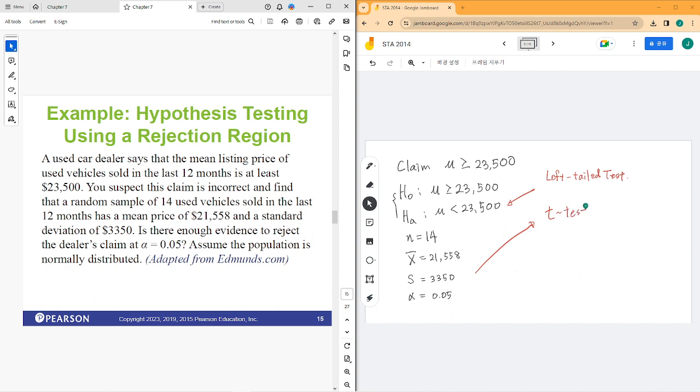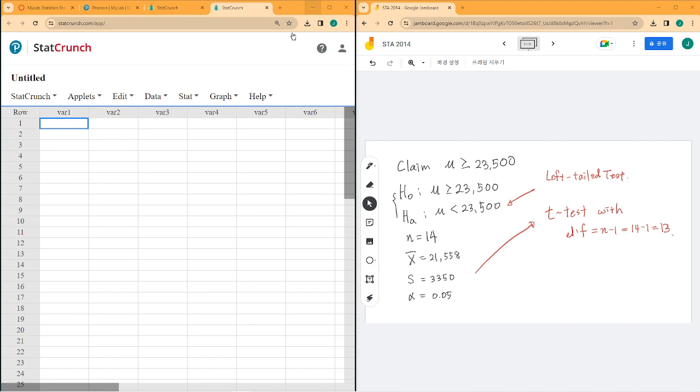We're going to use the t-test with the degrees of freedom, and this degrees of freedom is n minus 1. So this is 14 minus 1, we have 13. So we're going to use the t-test using the degrees of freedom as 13, and then we do the left-hand test. Okay, let's move on to StatCrunch.